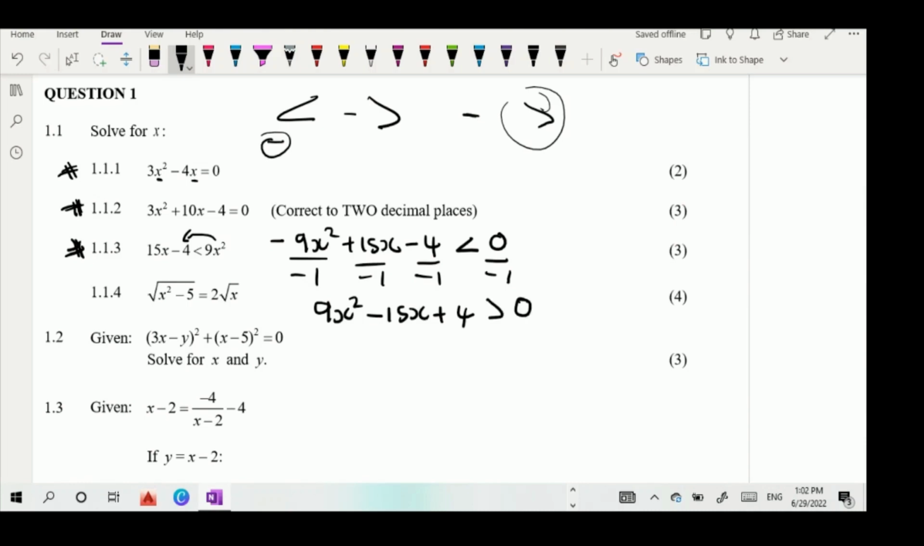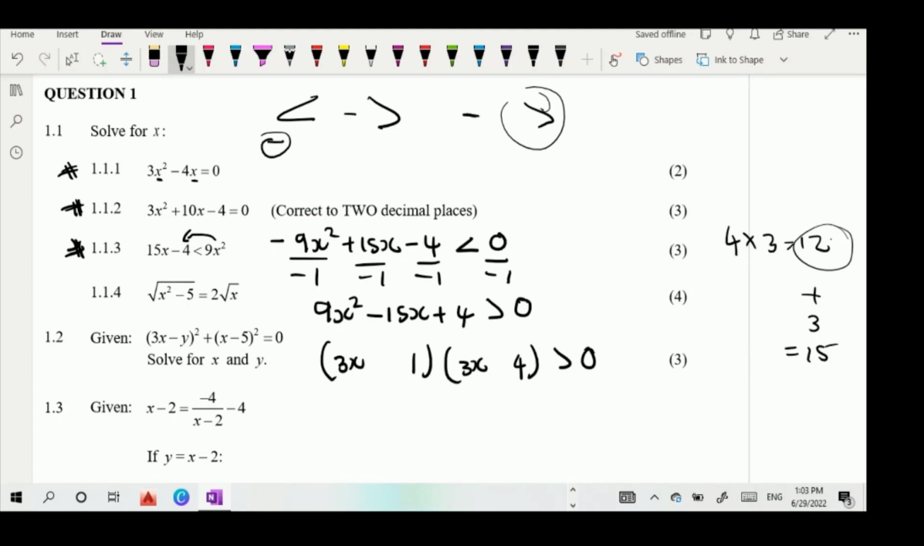Then from here we are going to factorize. You're going to find the factors of 9x squared, which is 3x and 3x. And then we're going to look for factors such that they will give us the middle term, which is 15. So by putting 4 here and 1 there. Those are going to be the factors. When you multiply 4 with 3, 4 times 3 gives you 12. If you add this 12 with the 3, it will give you 15. So those are the factors.